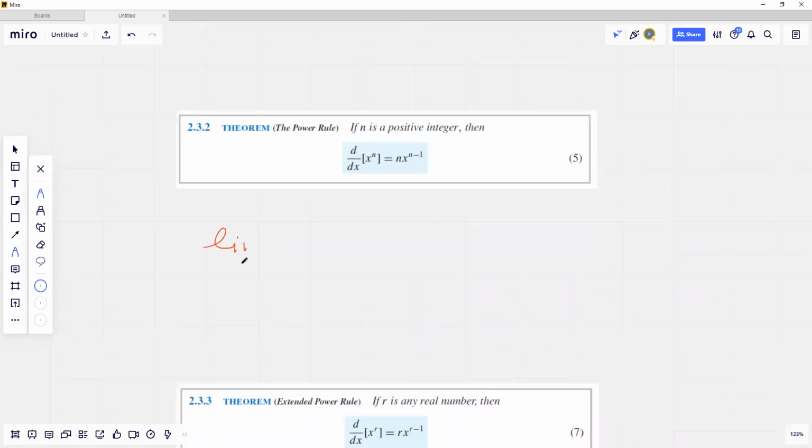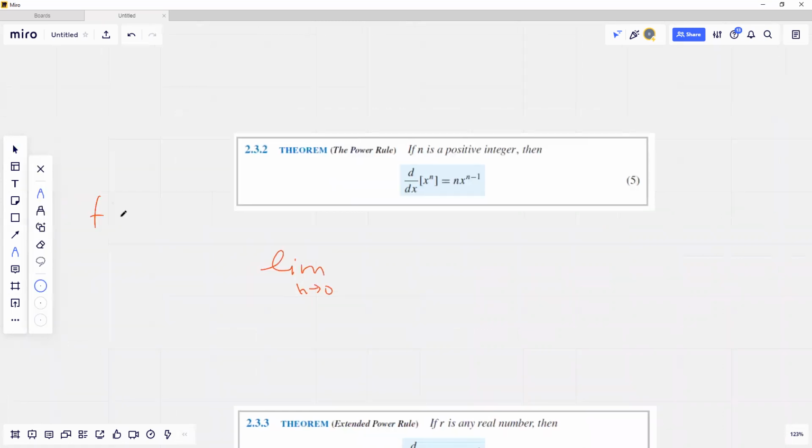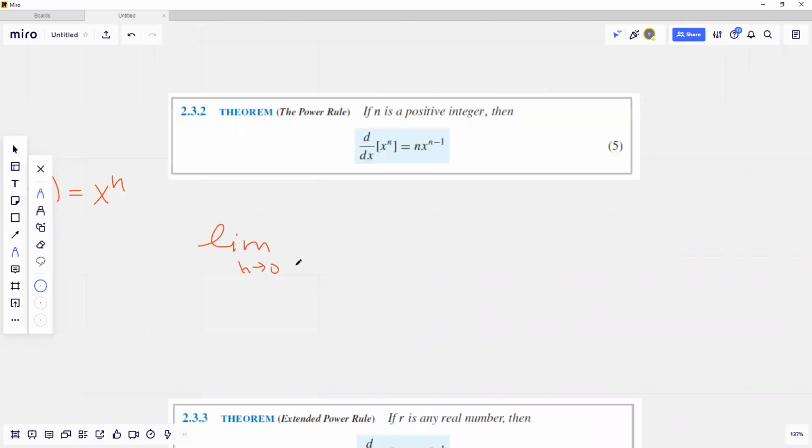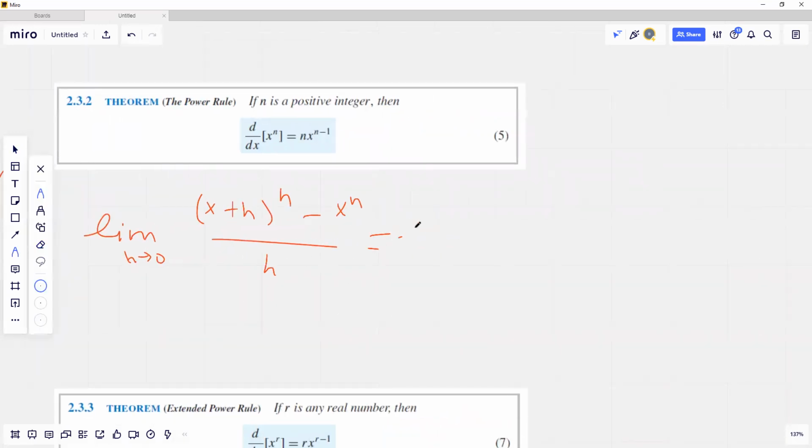Limit when h is approaching 0. We have f of x equal to x to the power of n. Limit when h is approaching 0 of f of x plus h, so this is x plus h to the power of n, minus f of x, which is x to the power of n, divided by h. Let's calculate the value of that limit.